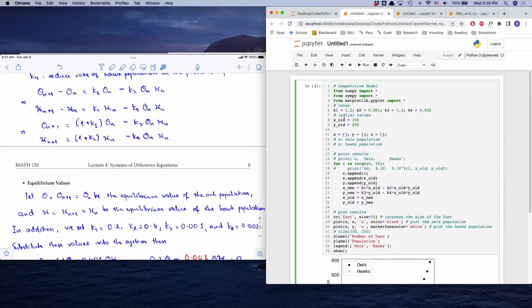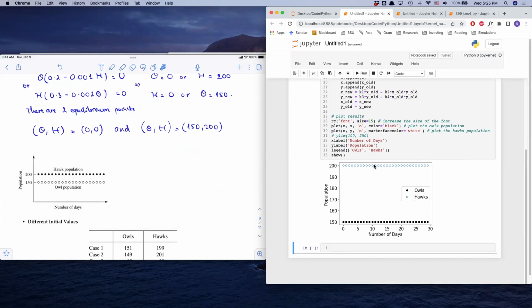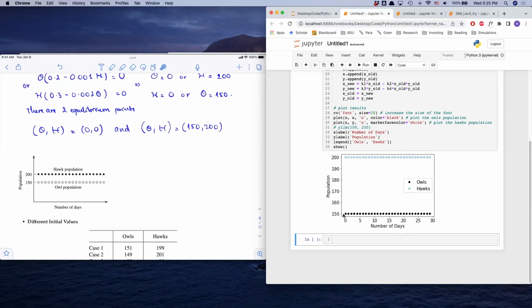Now I'm going to start again. The initial value is the initial owl population, and this is the initial Hawk population. So I'm going to start with that. Again, I want to see if I can obtain this particular graph. So as you can see, we obtained this. If we start the number of owls at 150, it remains the same throughout the number of days that I want to calculate. If I start the number of Hawks at 200, it remains the same as well.